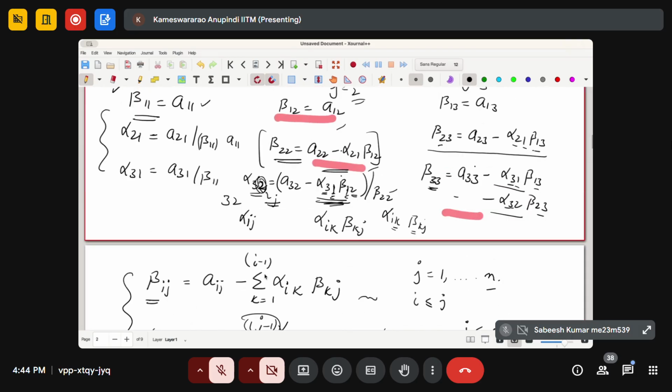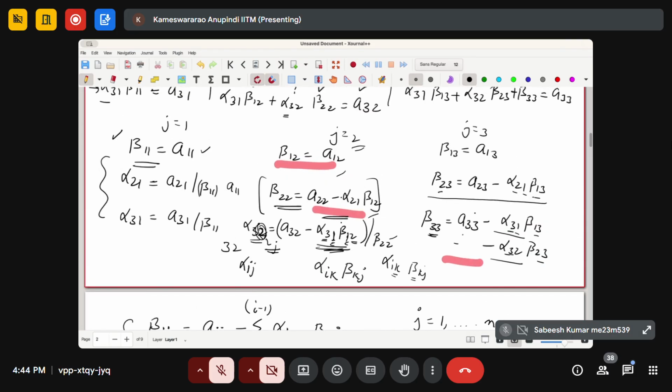Okay. Similarly, if you look at betas, let's take this beta 23. We have alpha 21, beta 13. I said essentially this is ij, this is ik, kj, but then this k, on what index should this run, right?